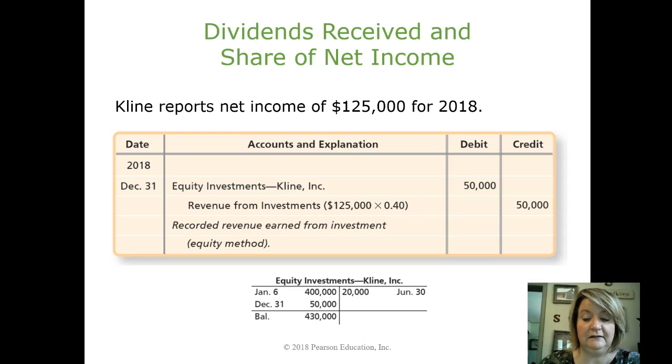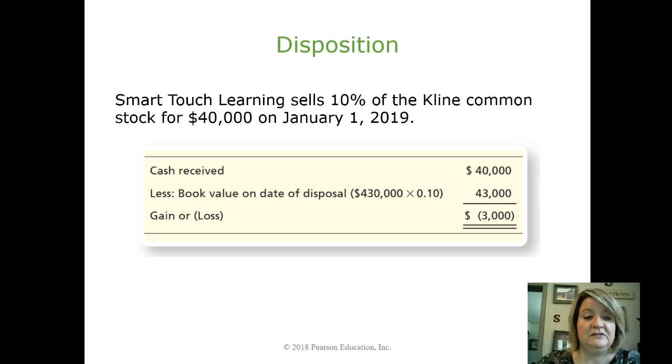Equity investments, Klein Inc. The disposition, SmartTouch Learning sells 10% of the Klein common stock for $40,000 on January 1st, 2019. So they're getting rid of 10% of their common stock for $40,000. So they receive $40,000, and the book value on the date of the disposition, $430,000 times 10%, so it's worth $43,000. So they realized a loss of $3,000.